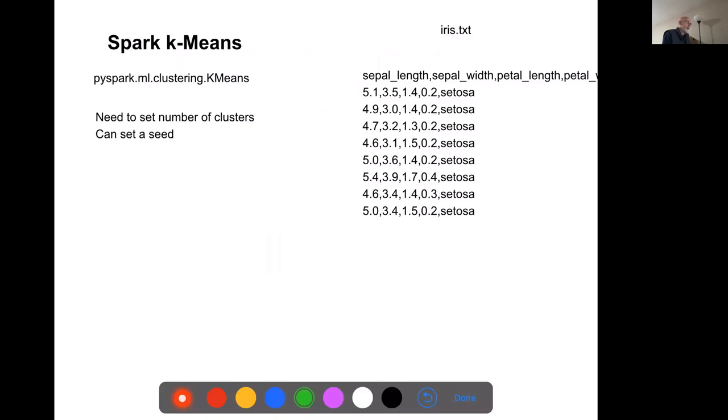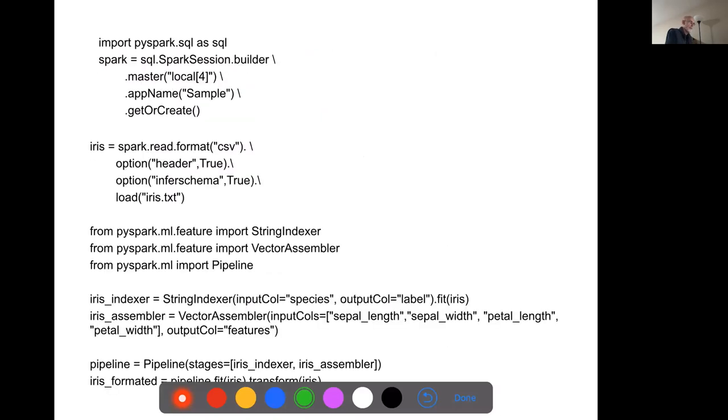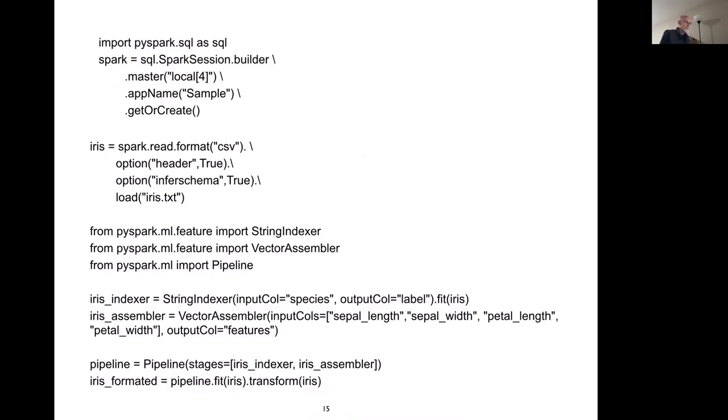So let's look at, we looked at k-means earlier. Right, so we saw with k-means, we need to set the number of clusters. And it's pretty straightforward these days again.